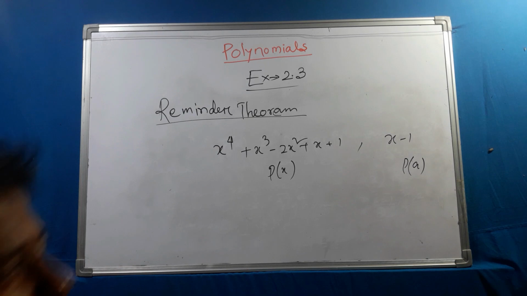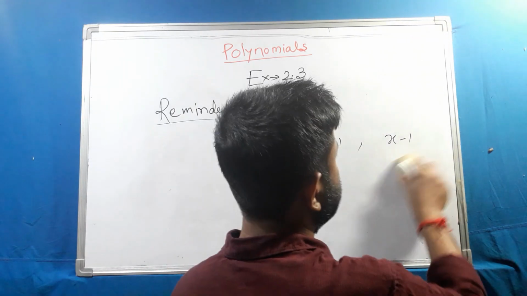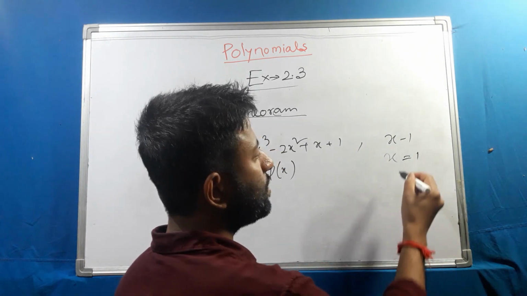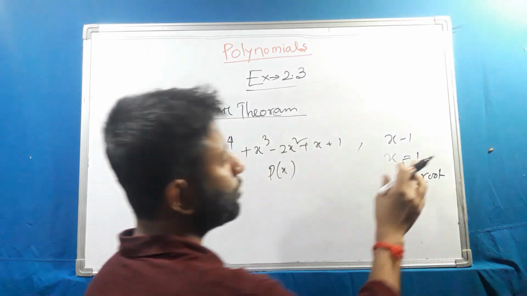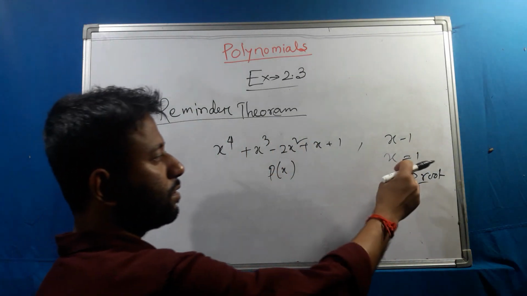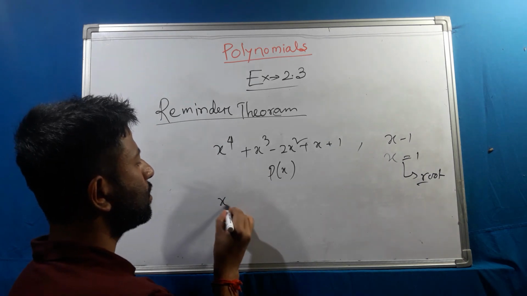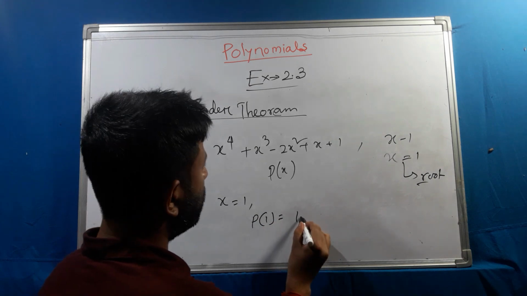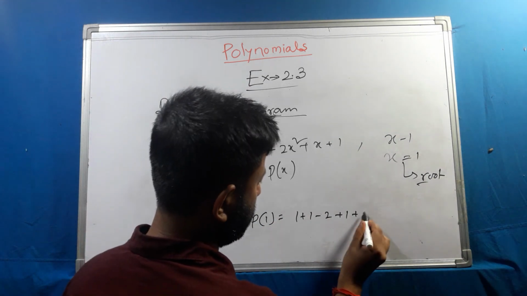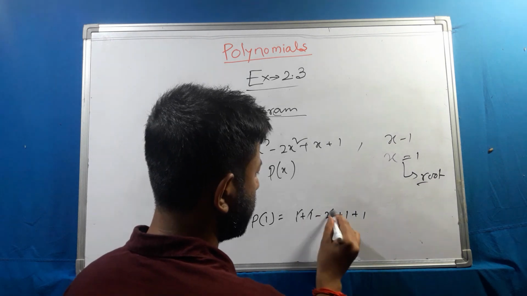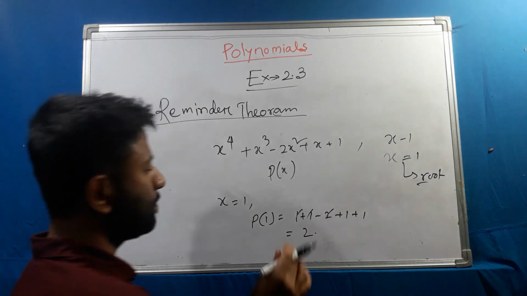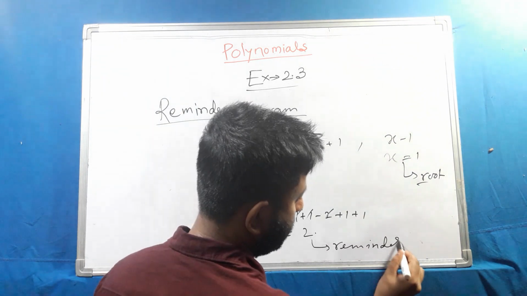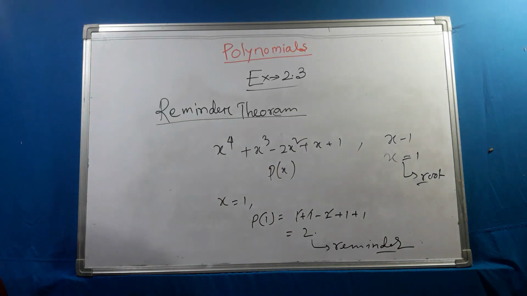When we do this in the remainder theorem, this is p(x). So if it is divisible by this, then x equal to 1 should be its one root. Now when x equal to 1 is the root, I put x equal to 1 here and get the value of p(1) equal to 1 plus 1 minus 2 plus 1 plus 1. The 1 and minus 2 partly cancel, and the value is 2. That means this should be the remainder. So this is our remainder theorem.